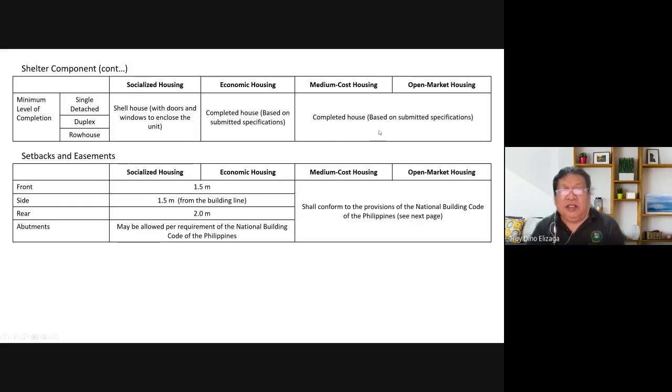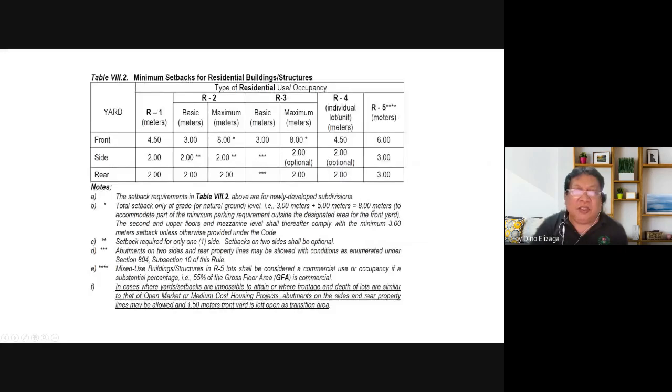And then, well, this is not essential in the design. Setbacks and easements are important. So it says here that we shall conform to the provisions of the National Building Code of the Philippines. It does not fit here, so it's in the next page, which is this one. So here, there are terms like R1, R2, R3, R4, and then R5. So what are these? We have to know because, depending on that, we have to follow the front, side, and rear requirements. Then there's a lot of notes here.